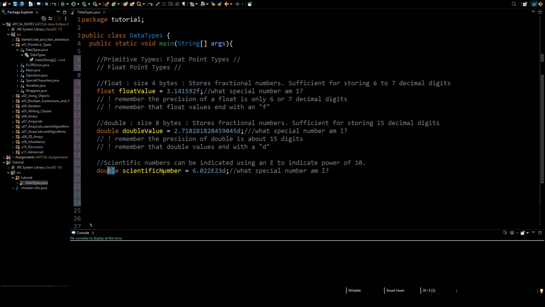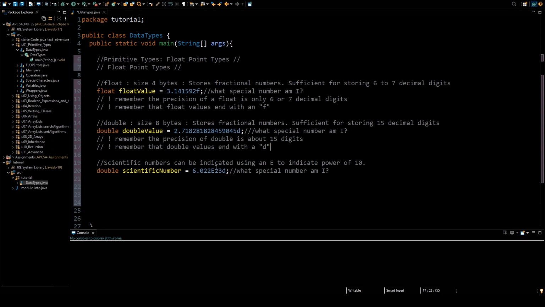So we say double our scientific number. This is 6.022 times 10 to the 23rd power, and of course we're storing that as a double because we have to have the decimal portion. And that special number, you can look that one up too. That is Avogadro's number, and I believe this one up here, if you didn't want to look it up, is Euler's number, or the value for small e that you see on your calculator.